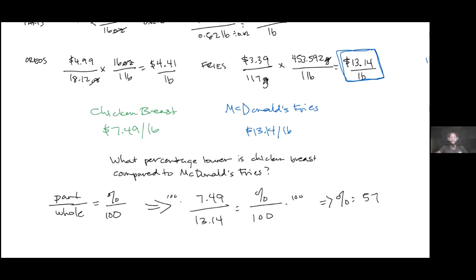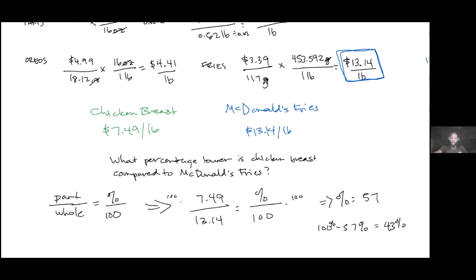All right. So because 749 is 57% of 1314, what percentage lower is that? So we need to subtract 57 from 100%. So what is that? 43? Yeah.